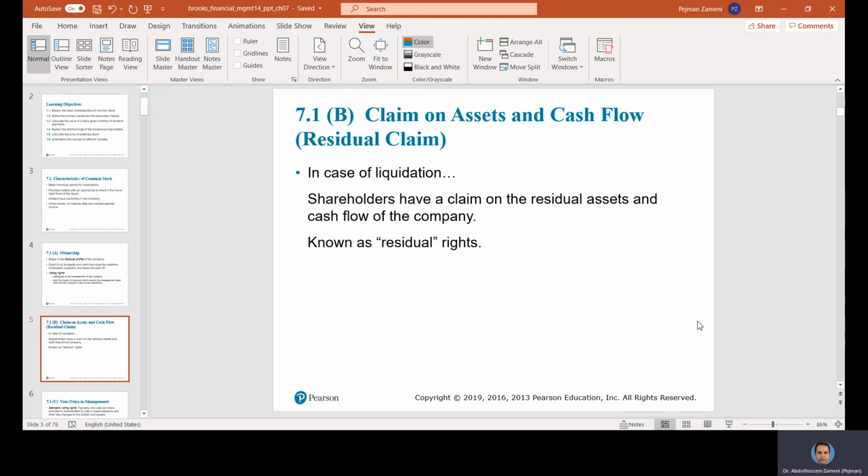Claim on assets and cash flow, the residual claim. In case of liquidation, meaning a hostile takeover, a bankruptcy, or when they want to sell off the company, shareholders have a claim on the residual assets and cash flow of the company, known as the residual right. It means that creditors, suppliers, employees, everyone should be paid first. The residual, the remaining, goes to the shareholders.